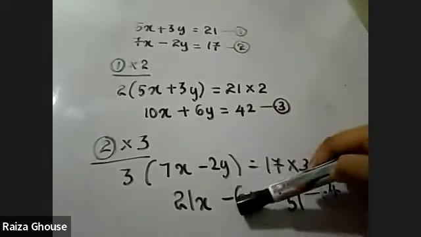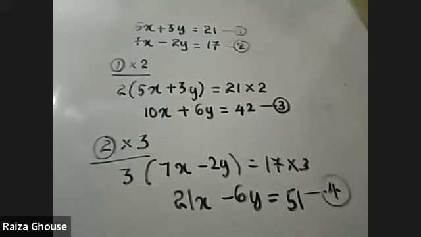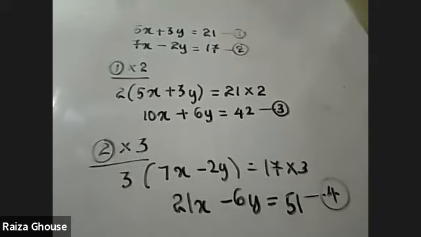You have the same coefficient, different symbol. What should you do then? Add. We should add. You have to add the equations. Now copy down this one and do the question and find x and y.